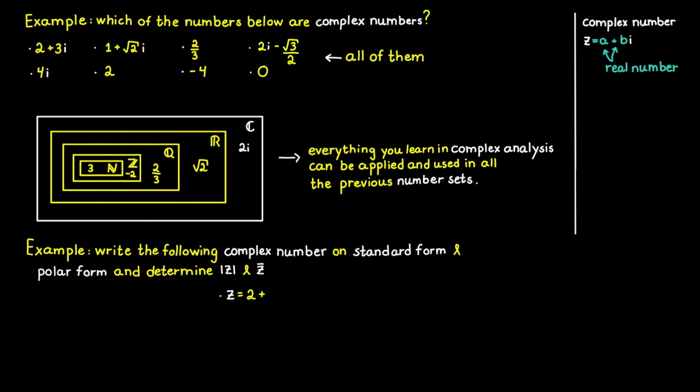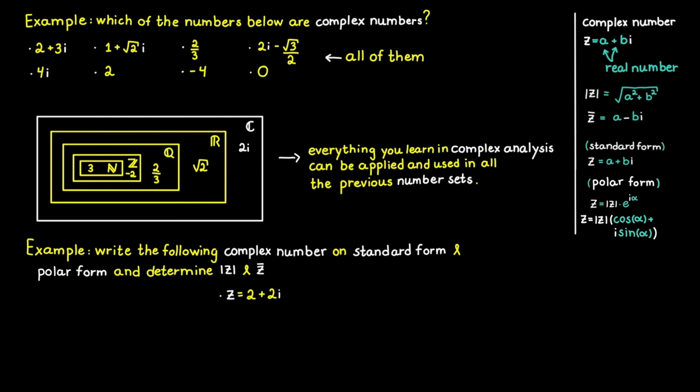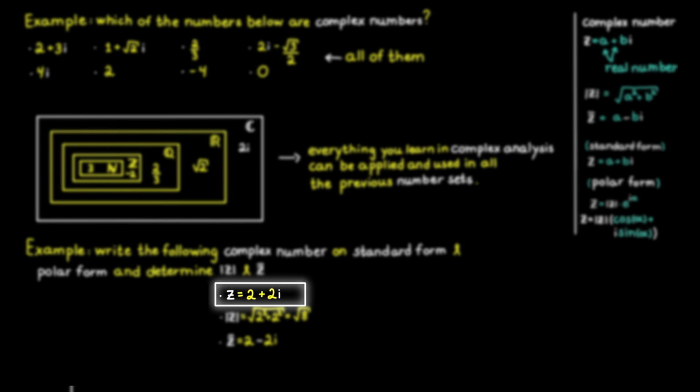2 plus 2i. So if we use the formula for the absolute value, we get that it is going to be equal to the square root of 2 raised to the power of 2 plus 2 raised to the power of 2, which is going to be equal to the square root of 8. For the complex conjugate, we swap the sign for the imaginary part, so we go from 2 plus 2i to instead 2 minus 2i.